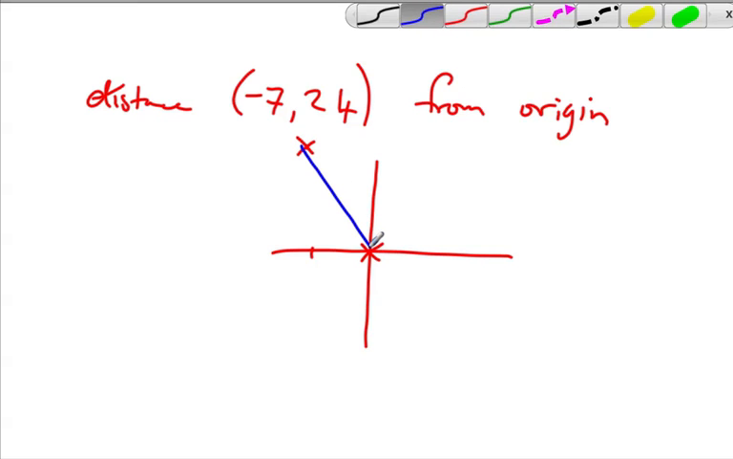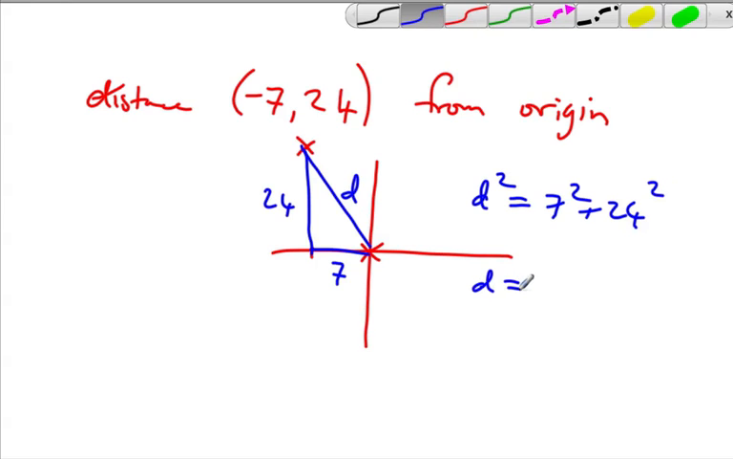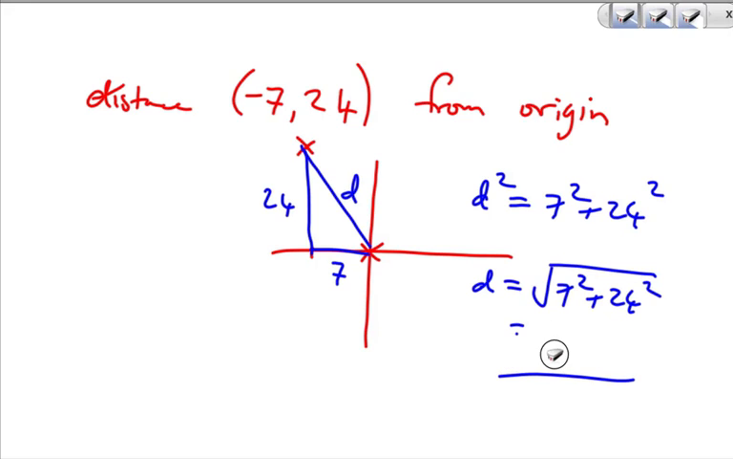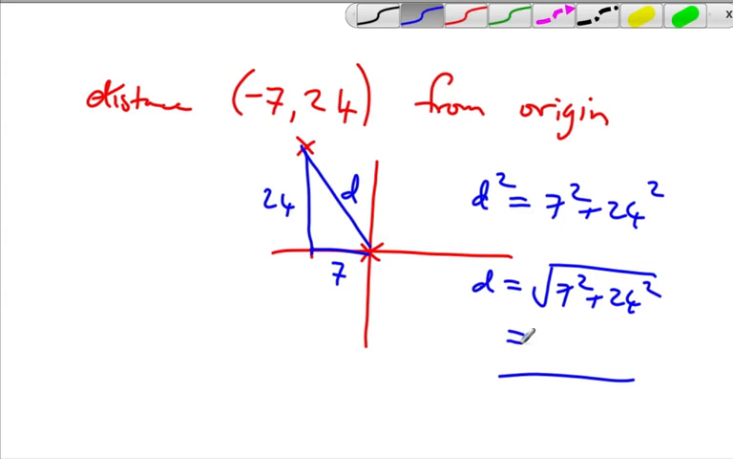Now, because we've drawn it, that's just a simple right angle triangle question. This distance here, that's 7, that's 24. Pythagoras, we don't have to worry about that great big formula because this is 0, 0, so it makes it nice and easy. D squared equals 7 squared plus 24 squared. D equals the square root of all of that stuff, which is, that's a 5. I think you'll find if you do it on your calculator, you'll get exactly 25.